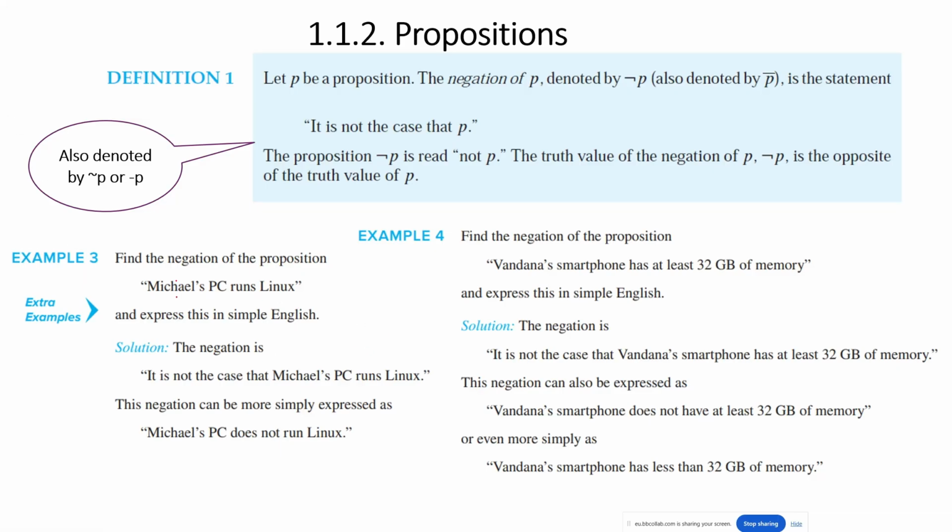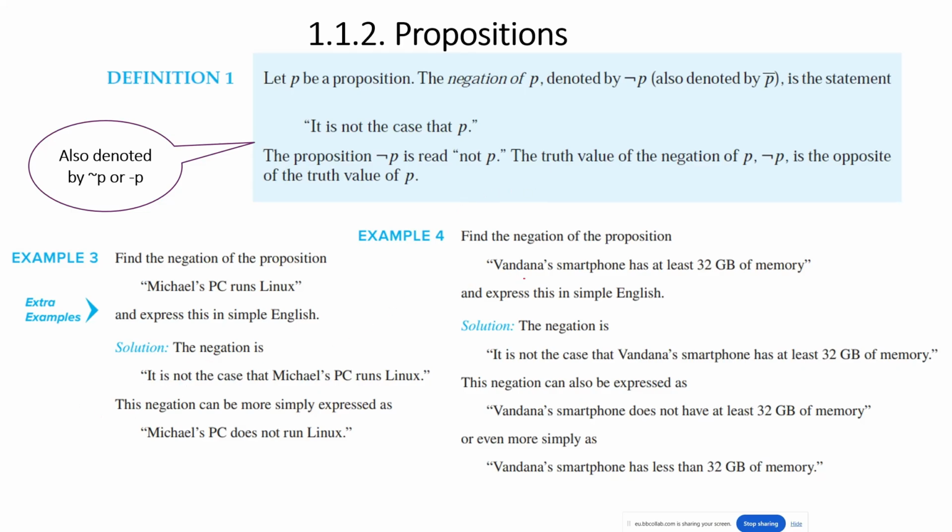Let's have a look here. Find the negation of the proposition "Michael's PC runs Linux" and express this in simple English. We could have different ways to do that. We can say Michael's PC does not run Linux. Or I can say it's not the case that Michael's PC runs Linux. They are just different ways to mention the same thing.